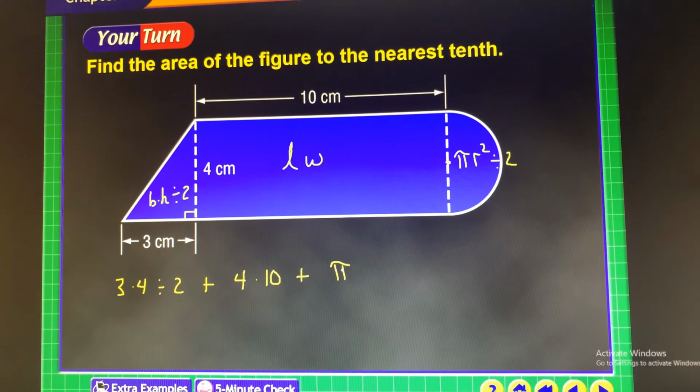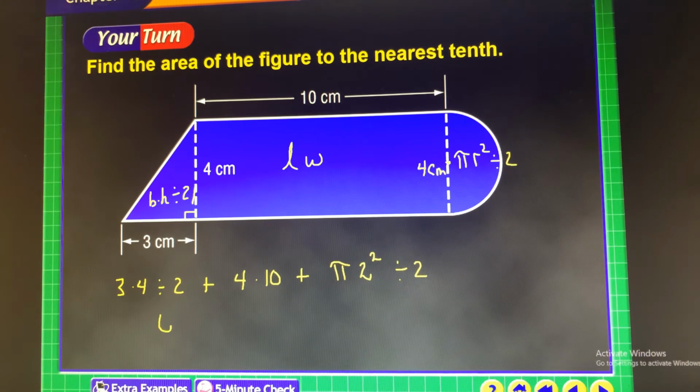What's my radius? Well, this whole dotted line is the same as this whole dotted line. So I know that the whole dotted line is 4 centimeters, but I only want my radius, so I only want half of it. So 2 squared divided by 2. So that's your formula. So figure that out.